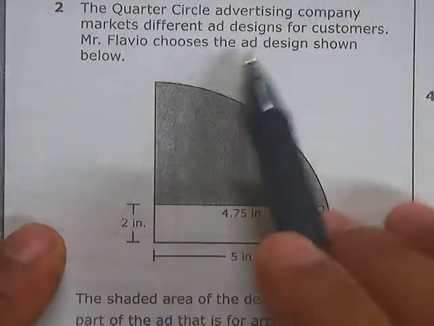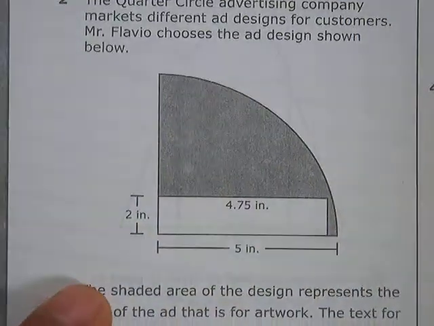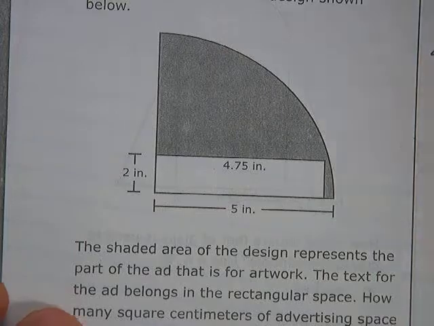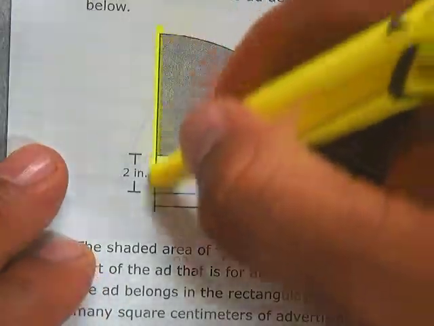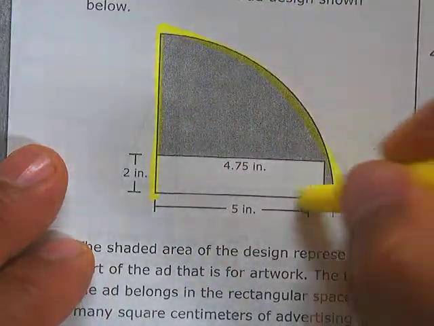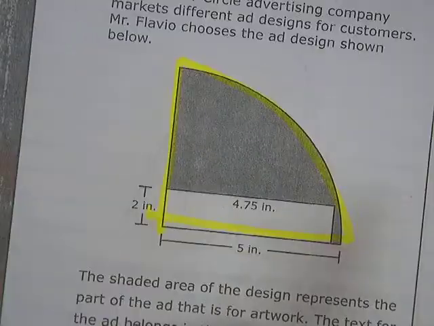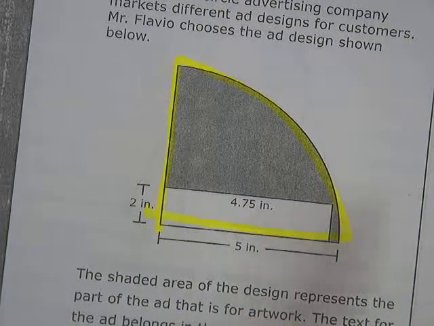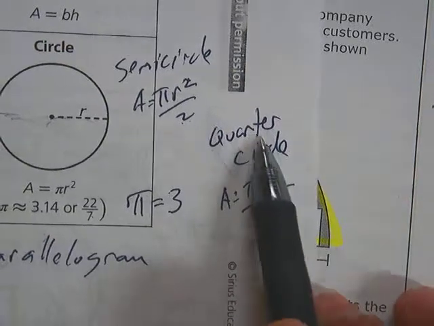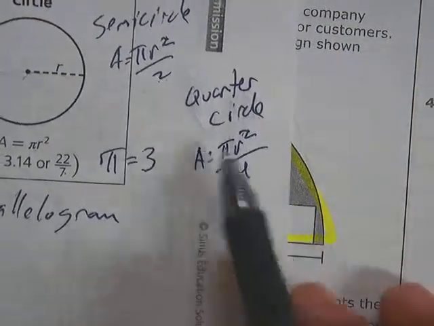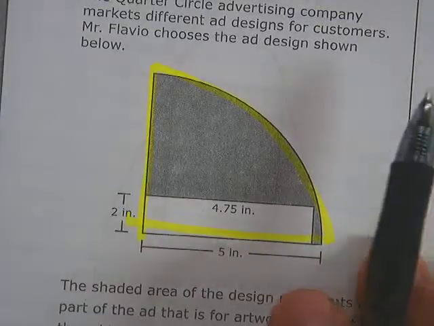Okay. Number 2 there, we have the quarter circle. Advertising company markets different ad designs for customers. Mr. Flavio chooses the ad design shown below. So as you can see there, what that is, I don't have a whole circle. In fact, I don't even have a half a circle. In fact, it tells you in the sentence there kind of what you have. You have a quarter circle. Okay, so you have a quarter circle, and here in these formulas we also wrote here.